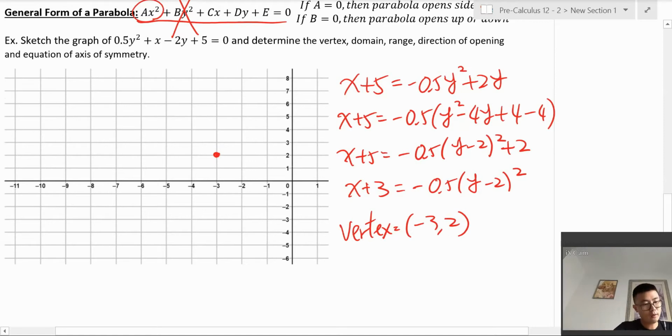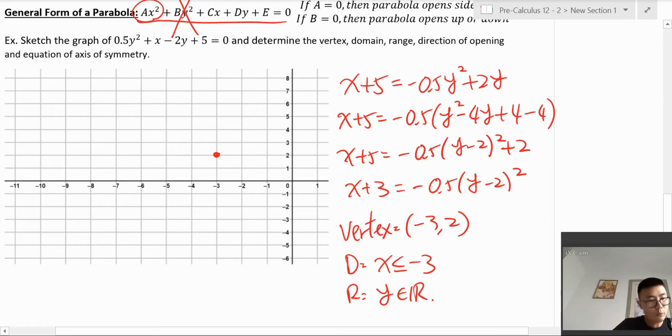We know this parabola opens sideways. Now the value of a, you can see, is negative, therefore we know this graph is going to open to the left. So I guess we can then find the domain. Because it opens to the left, we know x has to be less than or equal to negative 3, and the range is going to be all real numbers.